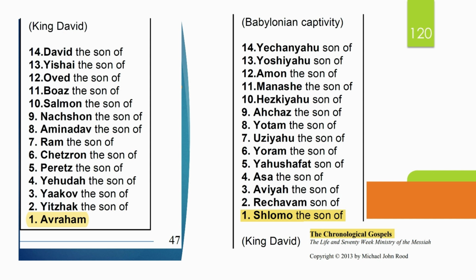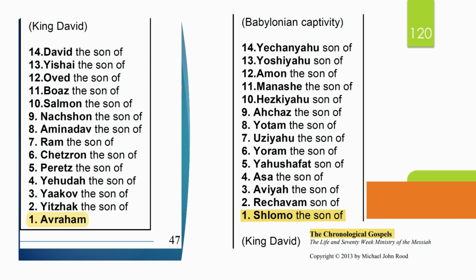If I remember, his name is Justin. Anyway, so he has it. This is at page 47 of his book called The Chronological Gospels. It's actually free online, so that's great. Michael John Rood, 2013. But if you notice here, there's a difference. Remember I told you that the second set is to the right in this list here. So that begins with King David at the bottom, and you count up Shlomo, which is Solomon, and all the way up, and you get 14 generations, but you don't count David there.